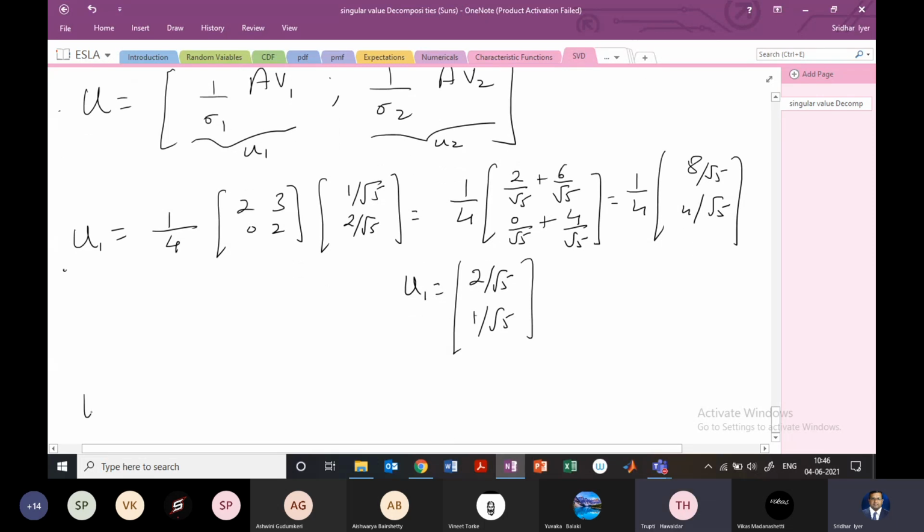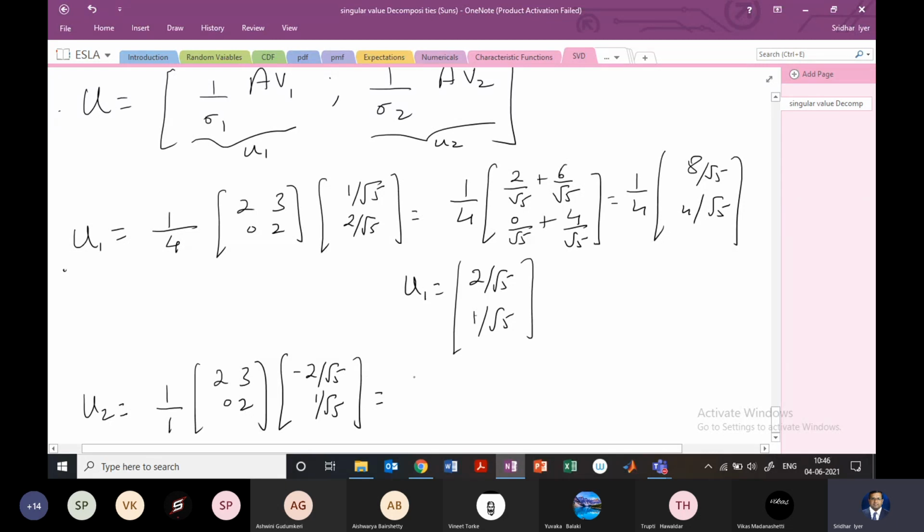Anybody? Yes, sir. Okay, good. Similarly, we can get u2 as well. So 1 by sigma 2 is 1 by 1. A is 2 3 0 2, and v2 is minus 2 by root 5 and 1 by root 5.